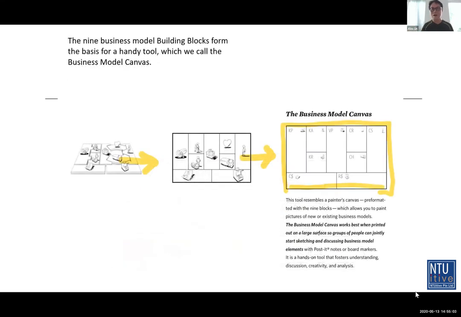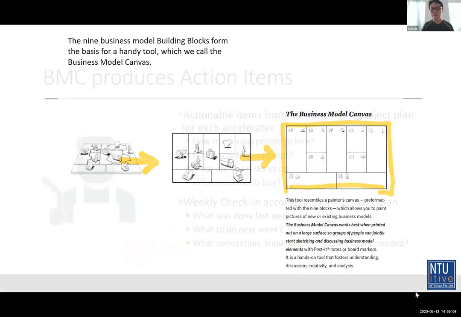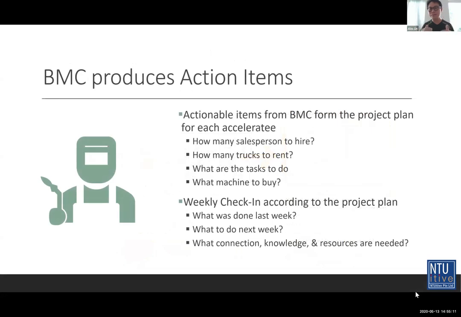Now, the business model canvas has various formats. Go ahead and use it. I'm not going to draw on it. But most important is what comes out of the business model canvas that you need. For example, actionable items such as how many salespeople do I need to hire? How many trucks do I need to rent? Is that enough? Amazon had to build its own warehouse, because there wasn't enough. What are the tasks to do so that I will build towards that? Is it a machine that I need to buy, or rent? What is the most efficient way of doing it?